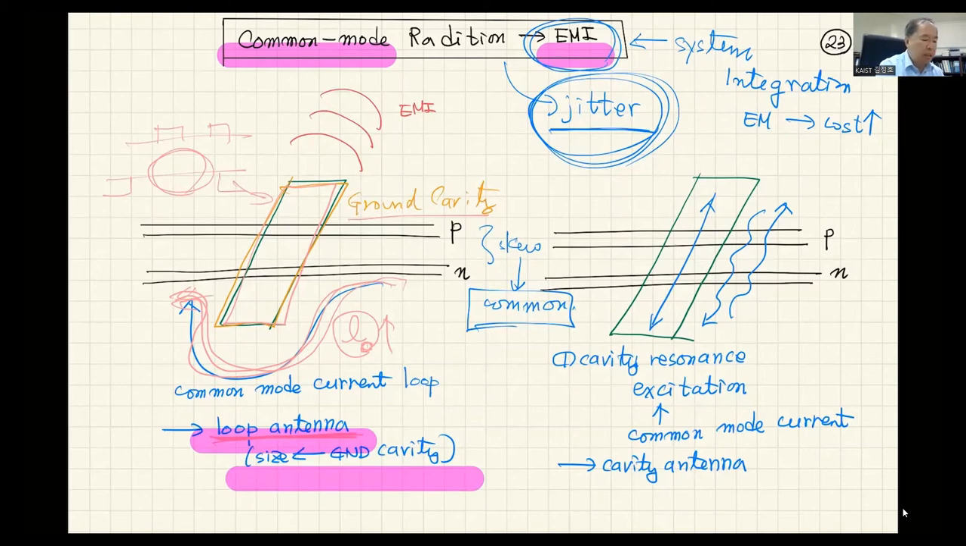Loop antenna is a very important source of EMI. So this kind of EMI occurs in a range of 100 megahertz. Let's assume that you have a common mode current which has a spectrum of around 100 megahertz range. If you have this kind of cavity, you have the spectrum multiplied by the loop antenna efficiency, and you're going to generate EMI that is very efficient around 100 megahertz.